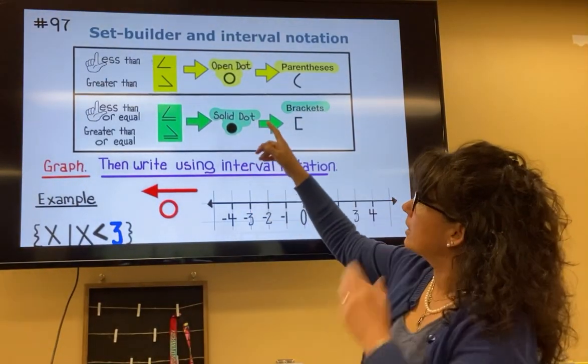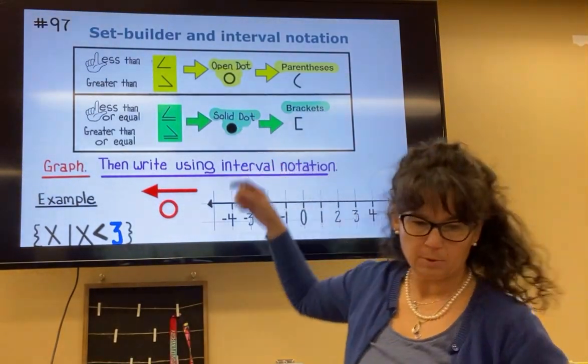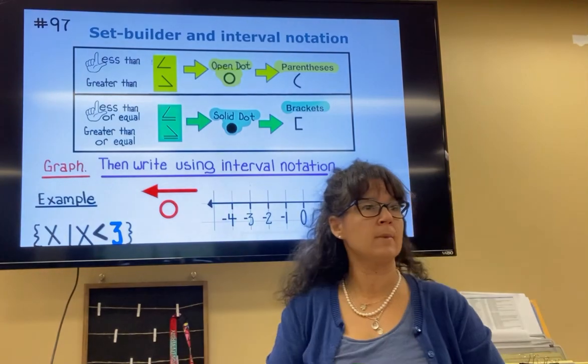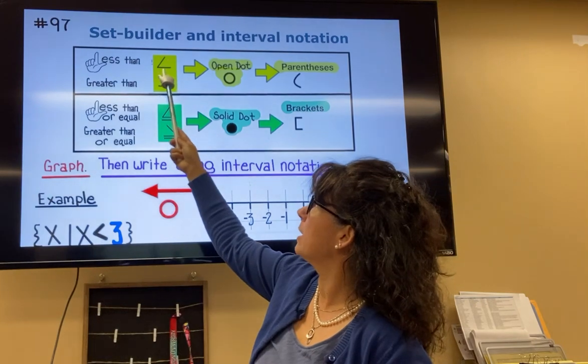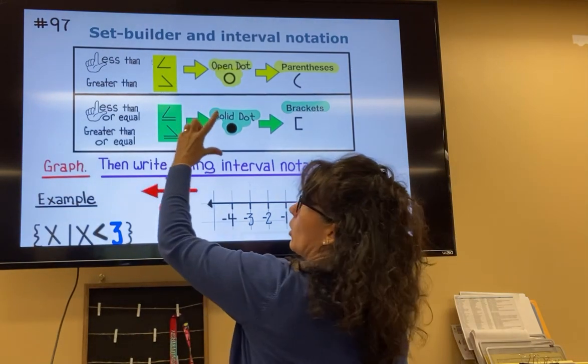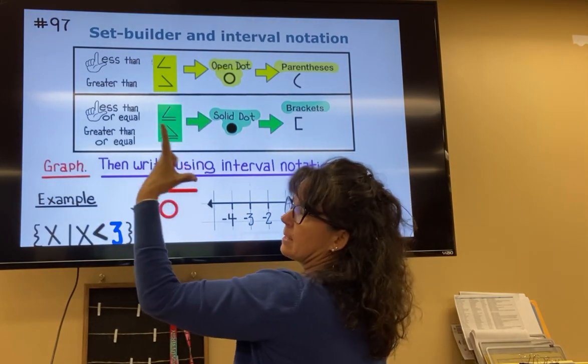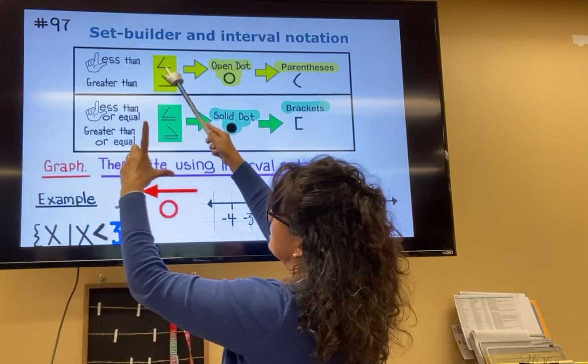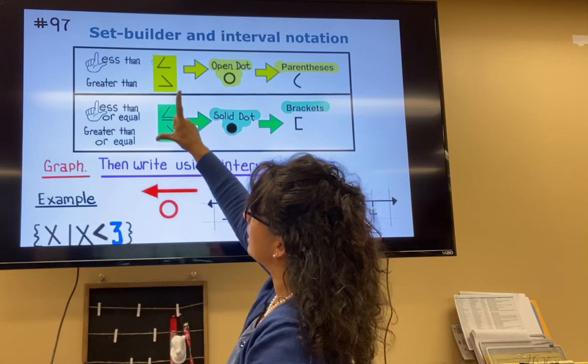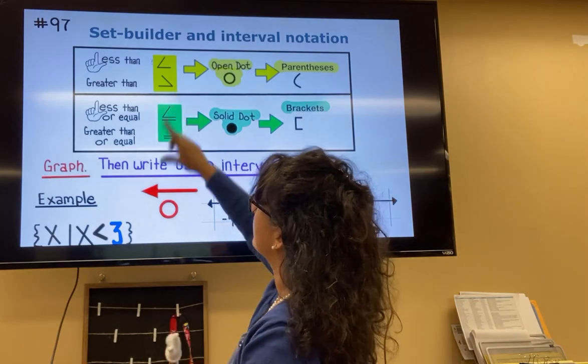In this topic, you might want to jot down just a couple of things in your notes. One of them is what symbols go together. If you have a plain less than, and remember one way to read that is if you open up that symbol, it makes the letter L. So the one that makes an L is less than. The one that does not make an L when you open it up is greater than.